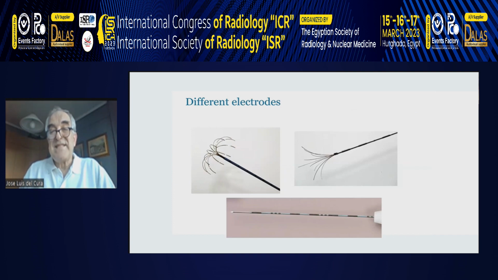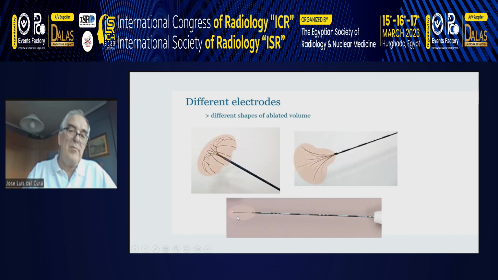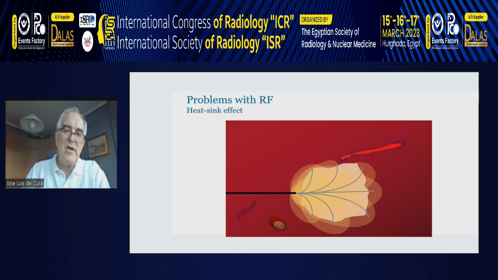Well, we have several types of devices to perform radiofrequency. We have different shapes of electrodes to perform this technique. Some of them are like an umbrella, they are detachable and can be deployed, making a wide area of ablation. Some of them are straight. The most important thing to remember is that each of these electrodes has a different shape of ablated volume. This is very important to know to make the most of the technique, or to adapt the technique to the size and shape of the nodule we are going to treat.